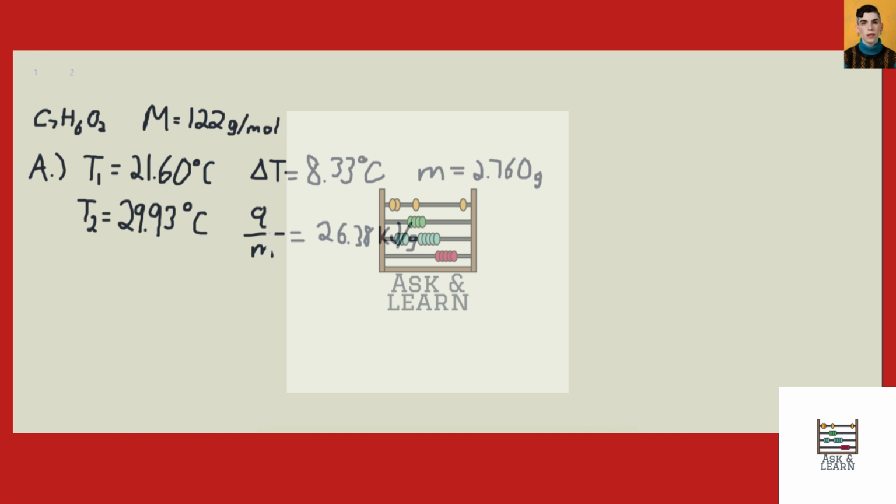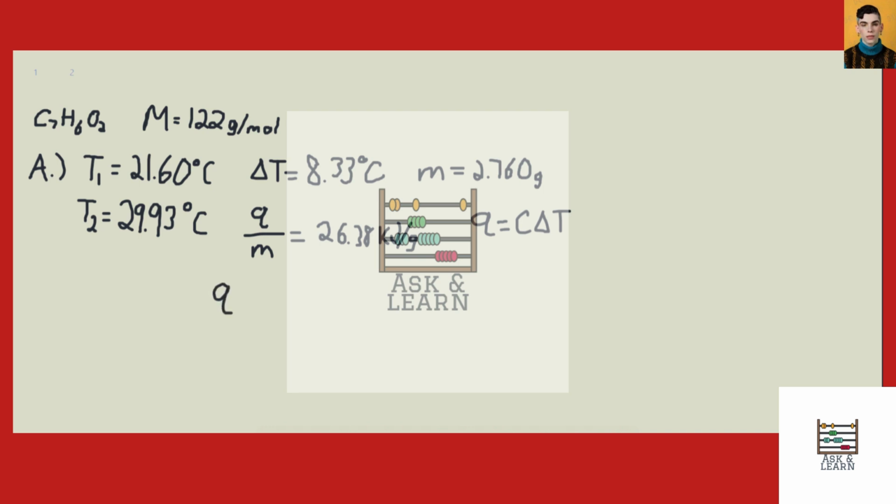In fact, let me change this. Instead of Q over M, yeah, Q over M is fine. So we're going to be using the formula Q is equal to C delta T. So we have Q here. We're going to multiply this by our mass, which is 2.760. That'll give us our heat.